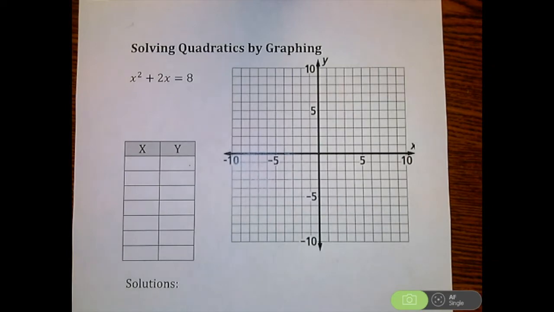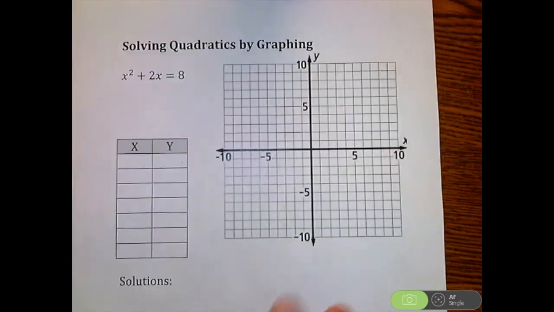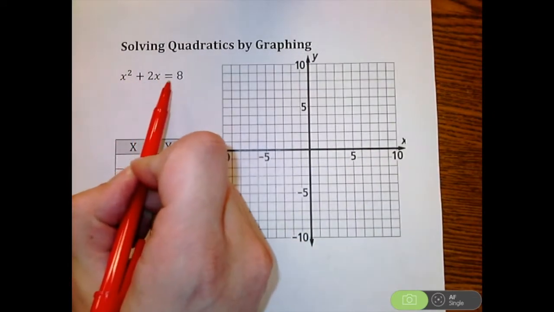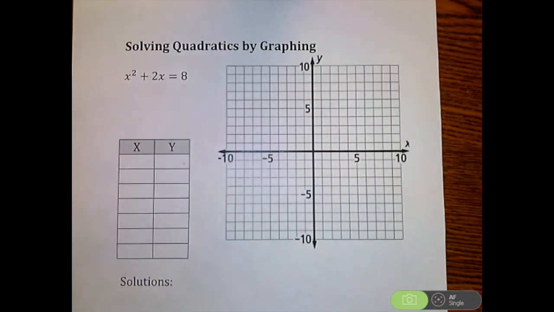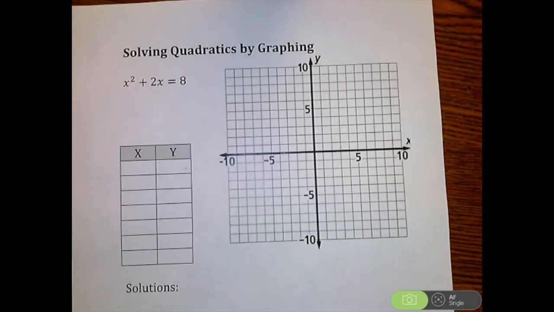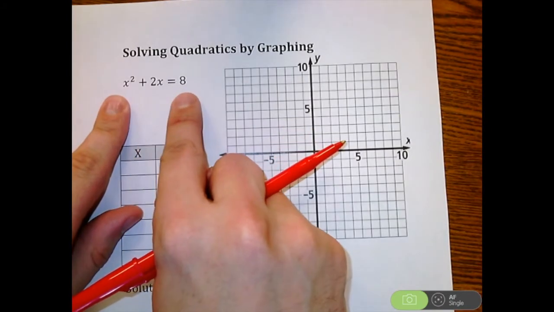To solve some quadratics by graphing. So we have x squared plus 2x is equal to 8. I'm going to show you how these types of equations can be solved using a graph. The most important thing that most people forget about is we want our entire equation set equal to 0. Once it's set equal to 0, things become a lot easier, and it allows us to get to our answer much better.